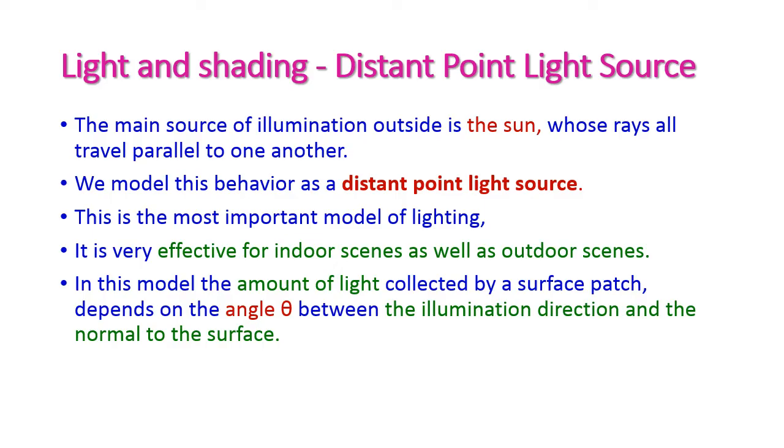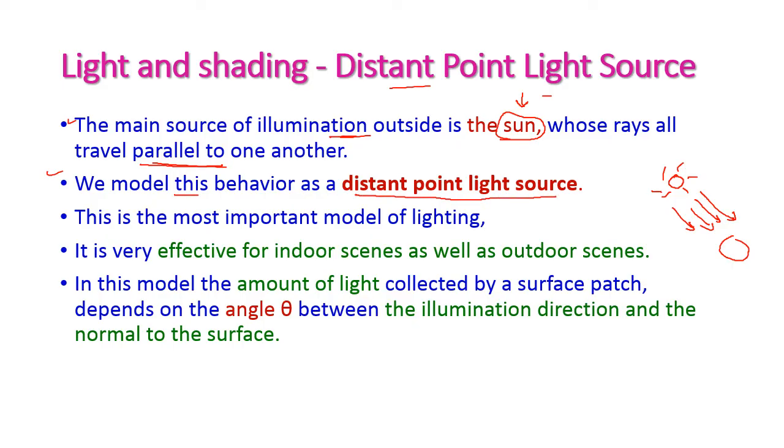The next one is the distant point light source. The main source of illumination outside is the sun. We get light only from the sun in the daytime, whose rays all travel parallel to one another. From the sun the light rays are parallel to one another, and they come to our earth. We model this behavior as a distant point light source because the light is coming from very far away, and this is the most important model for lighting. It is very effective for indoor scenes as well as outdoor scenes, right?